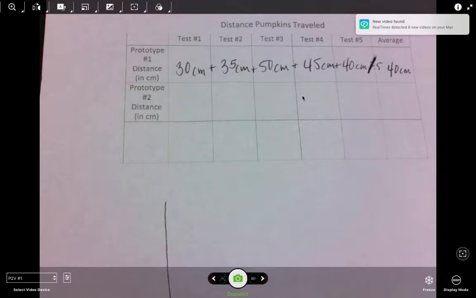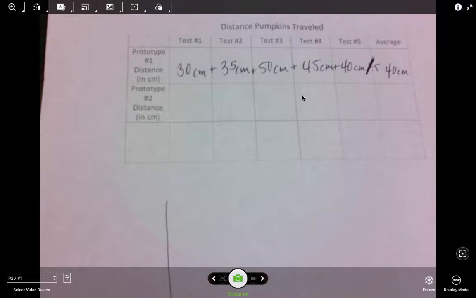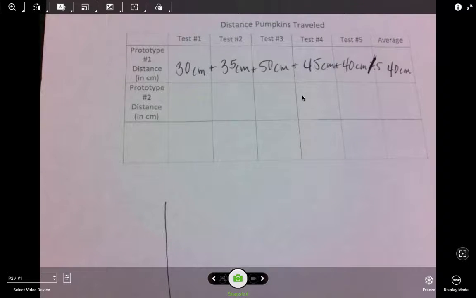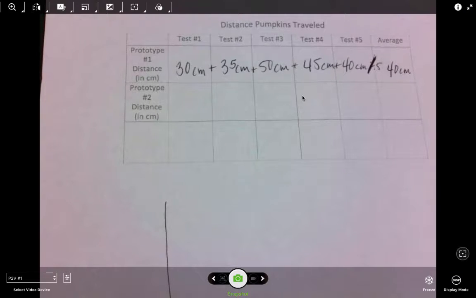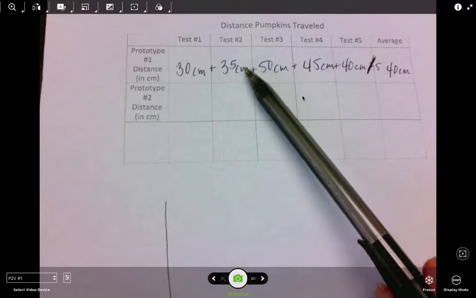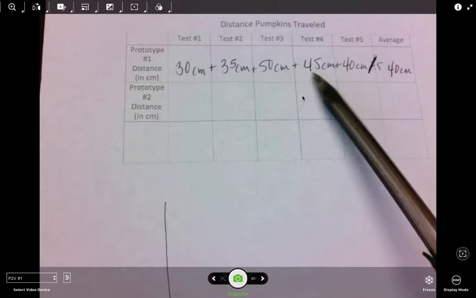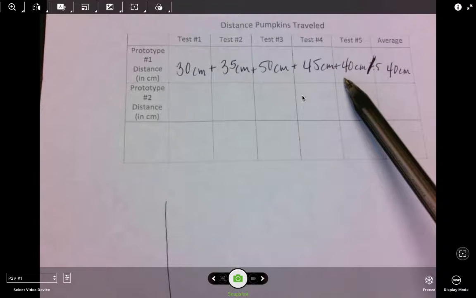Okay, so for this project, one of the deliverables, for this problem that you're solving, is that you have to present your data. When you look at this, this is some data that I collected from the pumpkin. I did test one and made my measurements, then test two. Each test I made my measurements and then wrote them down.